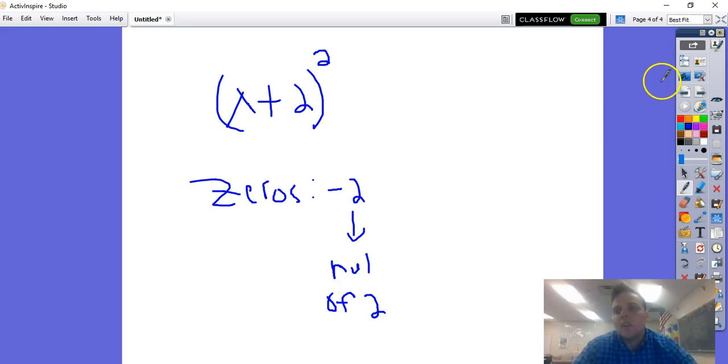Okay? So then, what that means graphically is that at that 0 of 2, the graph either does one of two things. It either touches and bounces back up, like this, or it touches and bounces back down, like this.